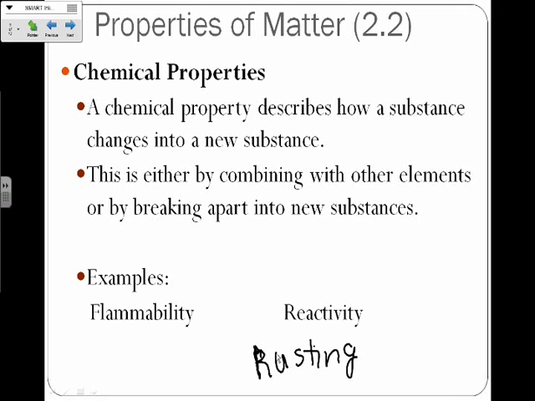Now, flammability is something when it burns. Reactivity is when something reacts with each other. So those are two things reacting with one another to form a larger substance like we talked about, or it could be a reaction that causes things to break apart into new substances.